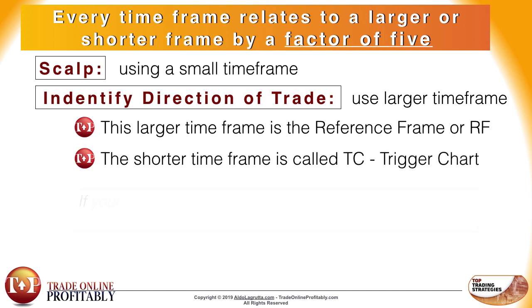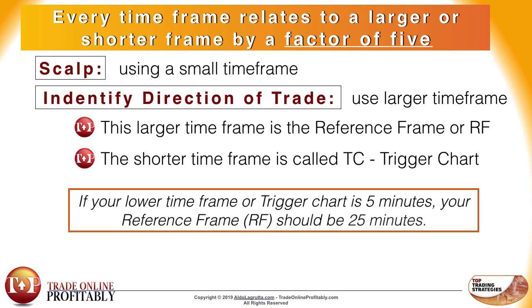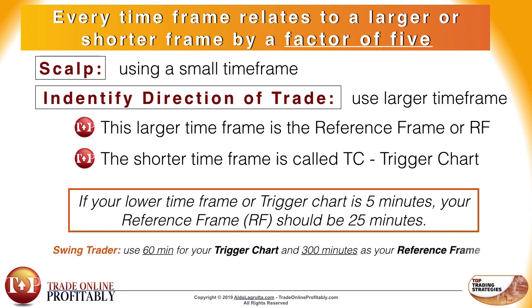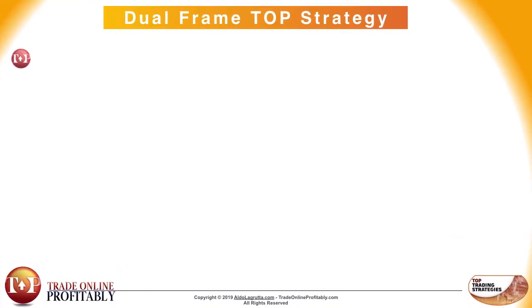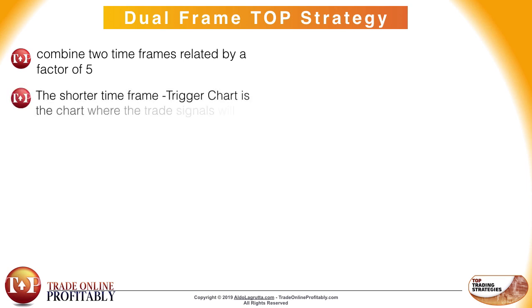For example, if your lower time frame or trigger chart is in 5 minutes, your reference frame, RF, should be 25 minutes. Obviously, if you are a swing trader who prefers to keep positions overnight, you will need to adjust these time frames to 60 minutes for your trigger chart and 300 minutes as your reference frame. So for our dual frame top strategy, we will combine 2 time frames related by a factor of 5. We will be taking our trades from the shorter time frame. We call it trigger chart because it is from this chart where the trade signals will be triggered and executed.